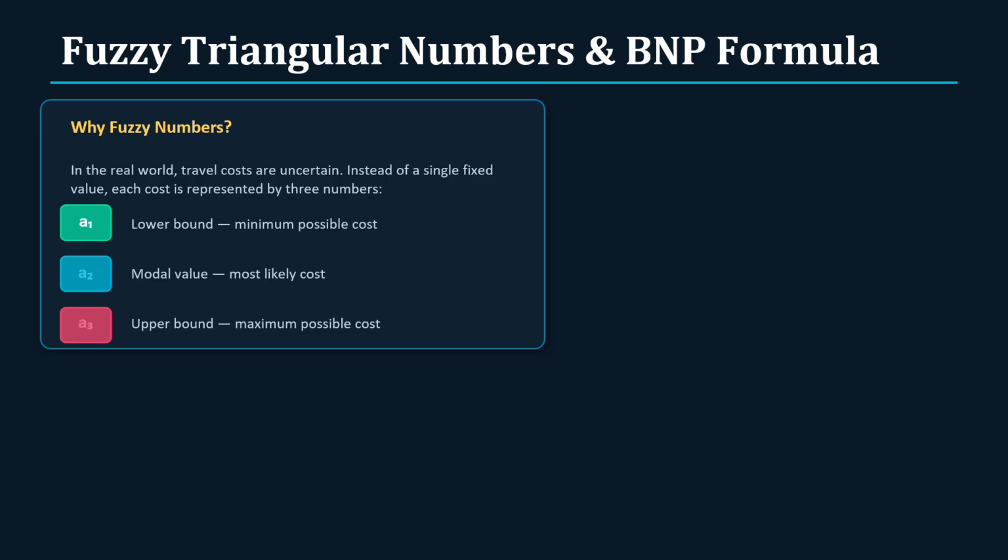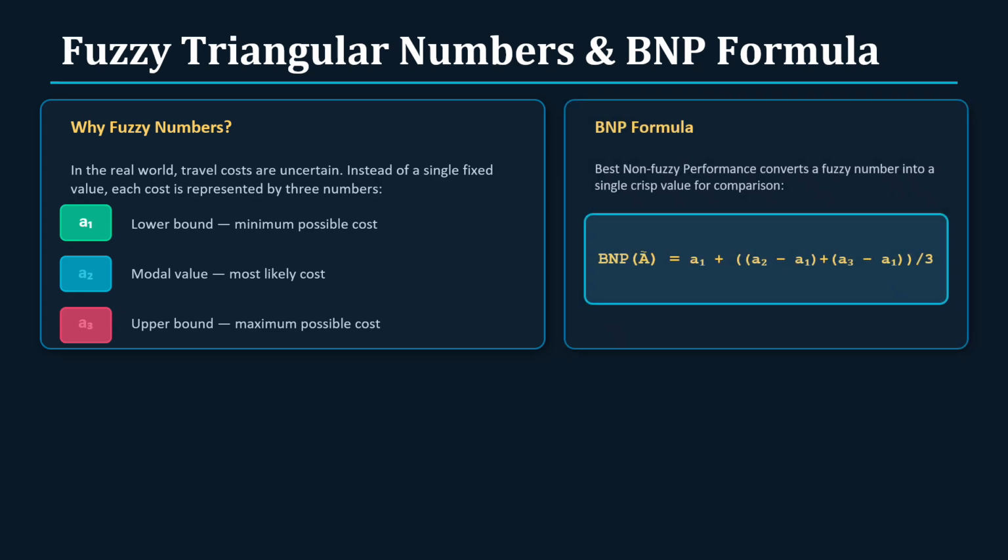To compare routes with each other, we use the BNP formula, which stands for Best Non-Fuzzy Performance. This formula converts a fuzzy number into a single crisp value: BNP equals a1 plus the quantity (a2 minus a1) plus (a3 minus a1), all divided by 3.